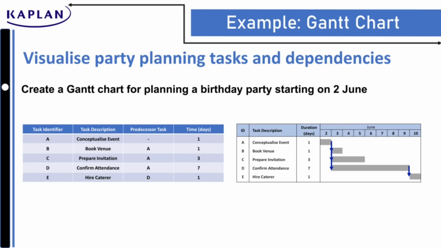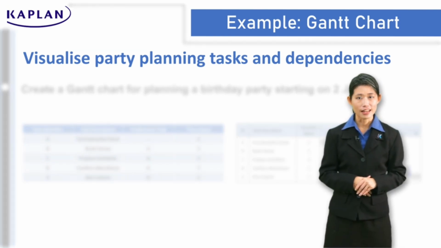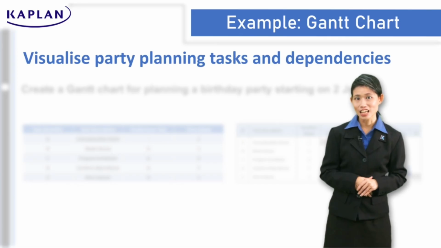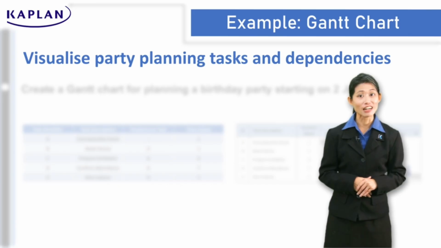Lastly, the arrows illustrate dependencies between tasks. The arrow from A points to B, C, and D, indicating they can't start until A is finished. Another arrow points from D to E, signifying E cannot begin until D is completed. By visualizing the tasks and their dependencies in this Gantt chart, you can plan your birthday party more effectively and ensure everything gets done on time for the big celebration.